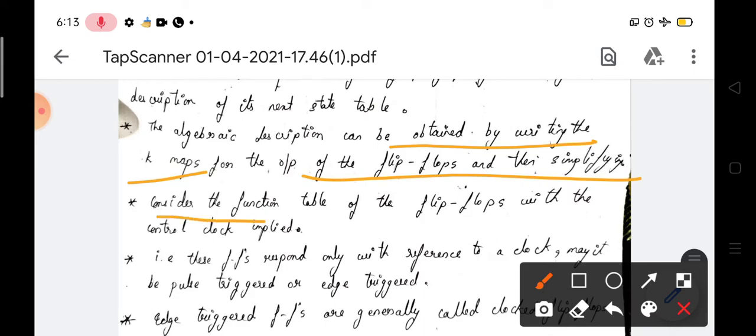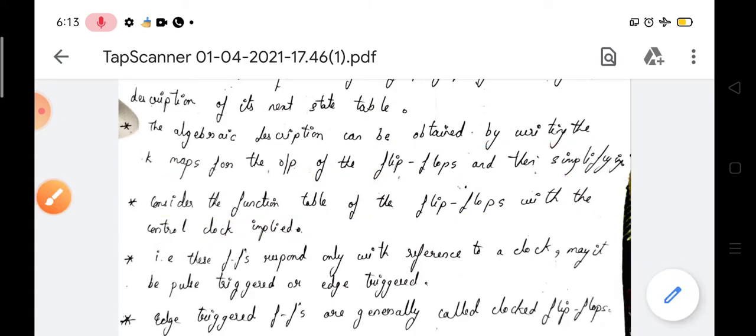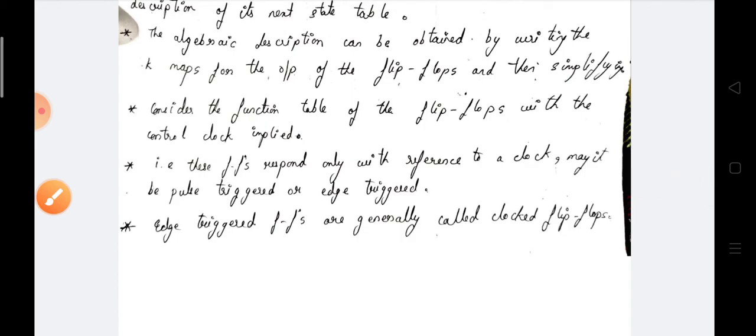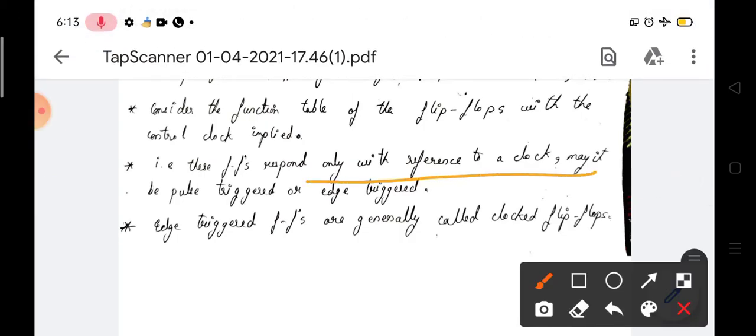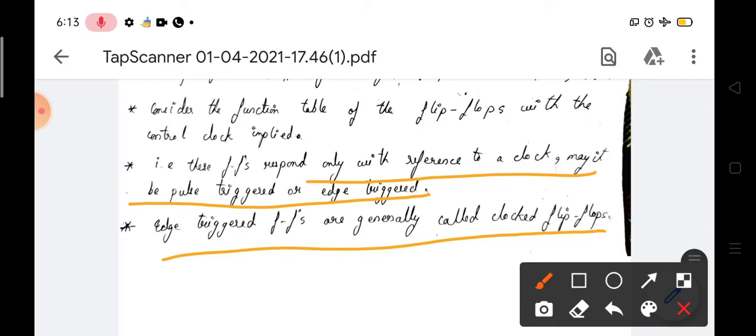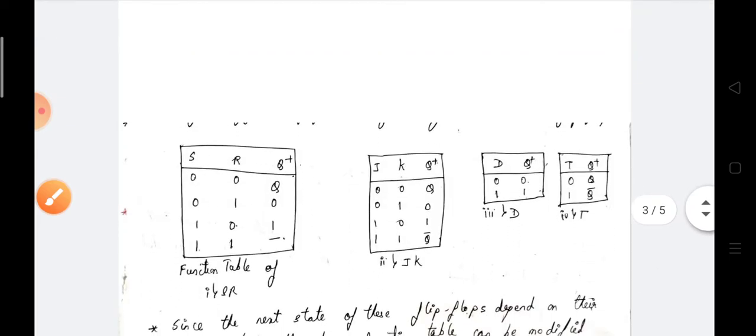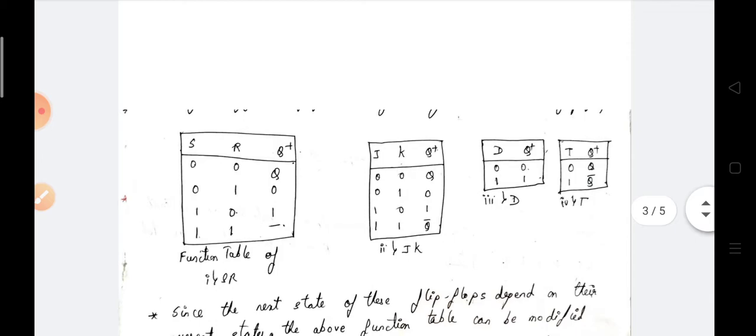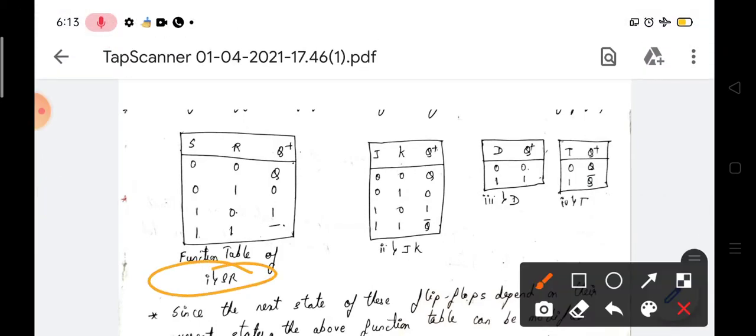Consider the function table of the flip flops with the control clock implied. These flip flops respond only with reference to the clock, be it pulse triggered or edge triggered. Edge triggered flip flops are generally called clocked flip flops. So the other name for the edge triggered flip flops is clocked flip flops. These are the function tables of the SR, JK, D and T latches, which these flip flops will make use of.